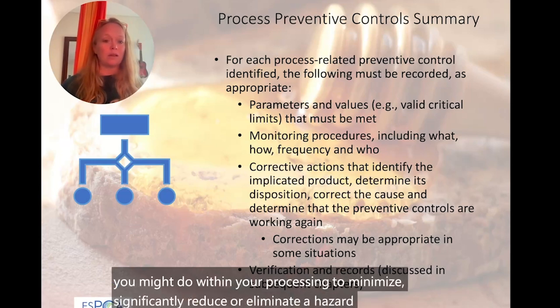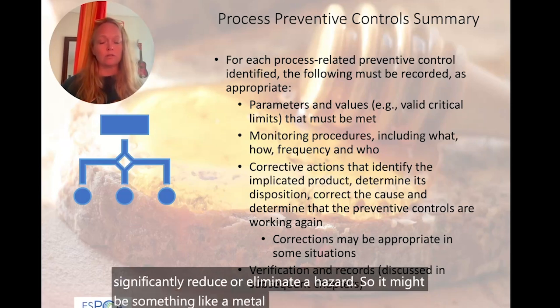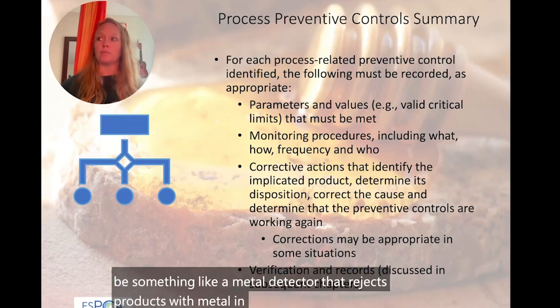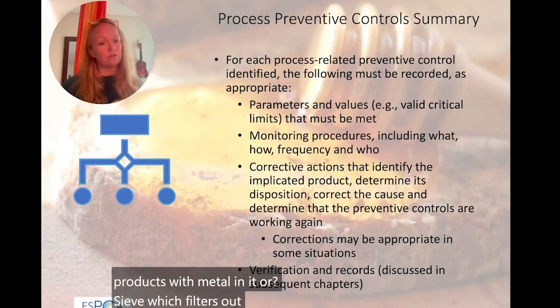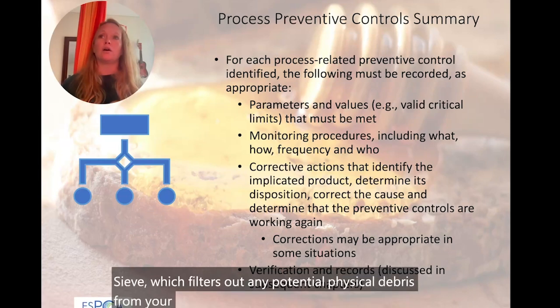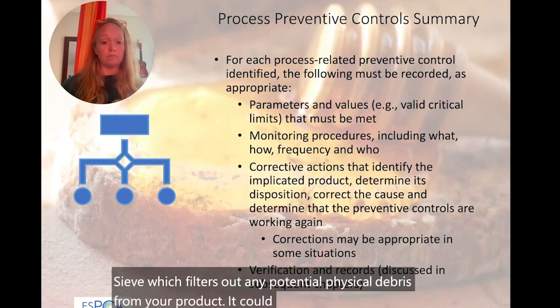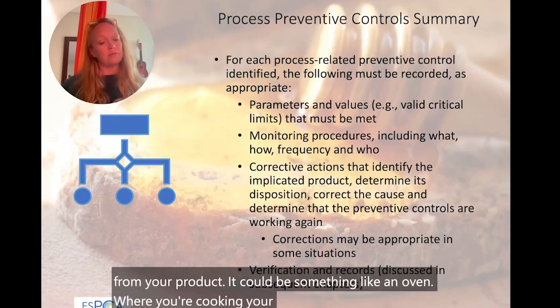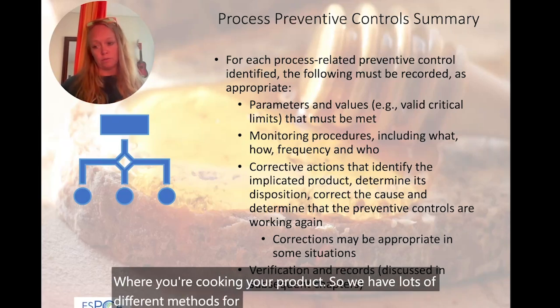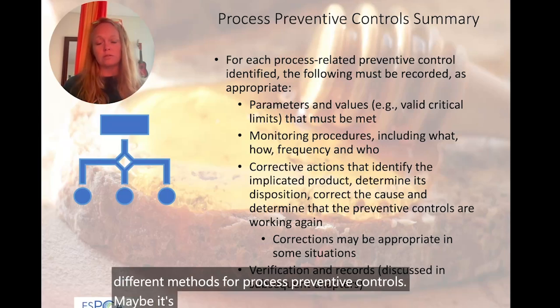So it might be something like a metal detector that rejects products with metal in it, or a sieve, which filters out any potential physical debris from your product. It could be something like an oven where you're cooking your product. So we have lots of different methods for process preventive controls. Maybe it's a pH measure, right? Or a combination of those things.